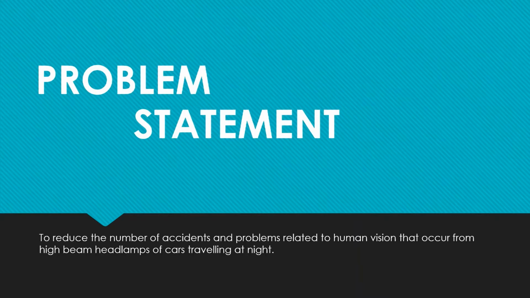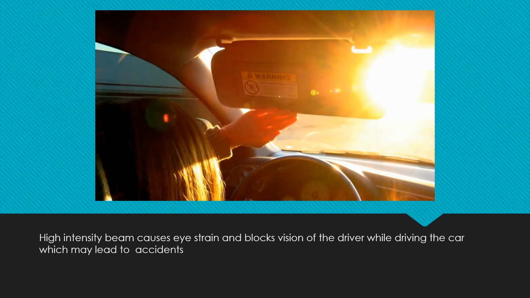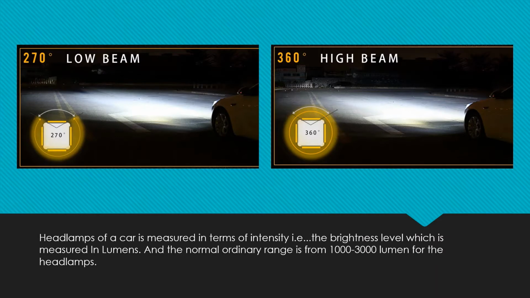Let us start with the problem statement. We often get our eyes strained while traveling in a car during the night whenever there is an opposite vehicle approaching towards the car you are in. This happens because the high beam intensity from the headlamps is made to illuminate the darkness in front of the vehicle so that the driver has a clear path ahead of him.